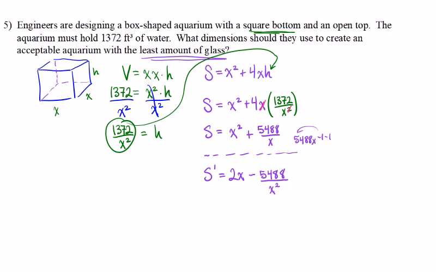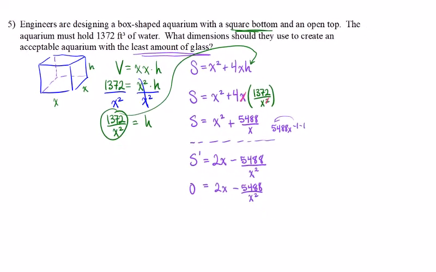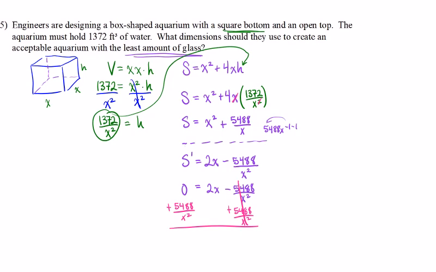All right, so that's the derivative of this function. Okay. So now what I want to do is set that equal to 0 and solve. So it's going to be 0 equals 2x minus 5,488 over x squared. Then I'm going to add 5,488 over x squared to both sides. Okay, and that's going to give me 5,488 over x squared equals 2x.